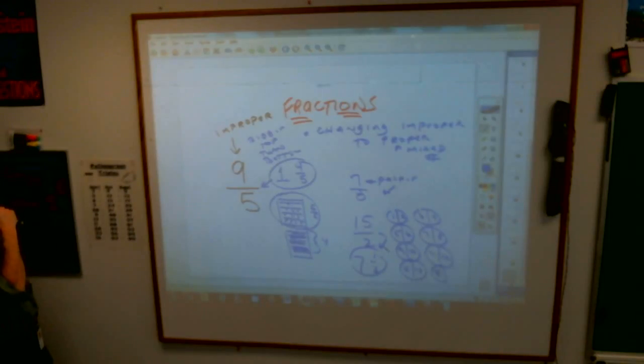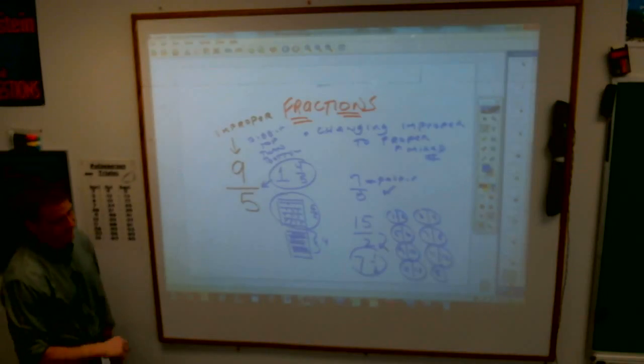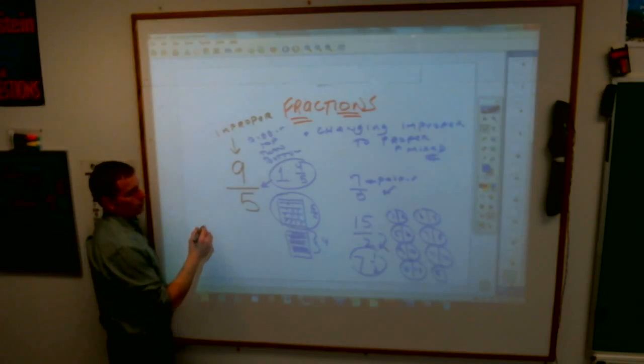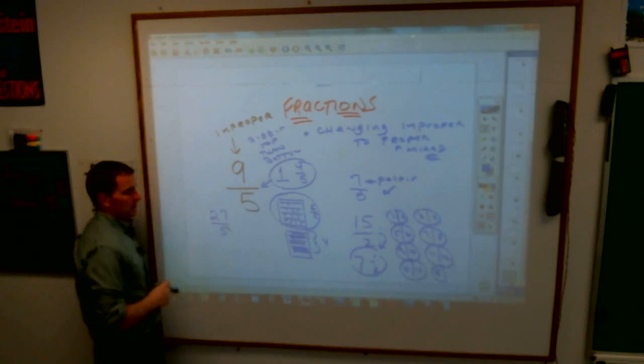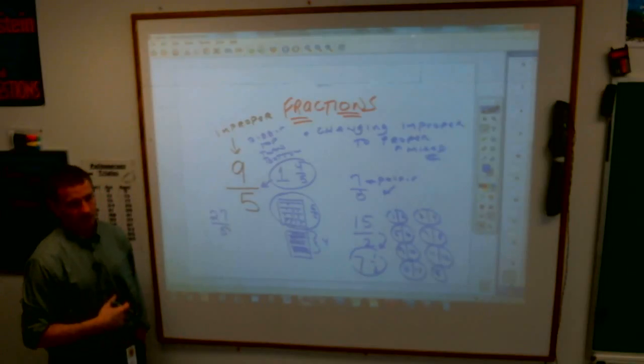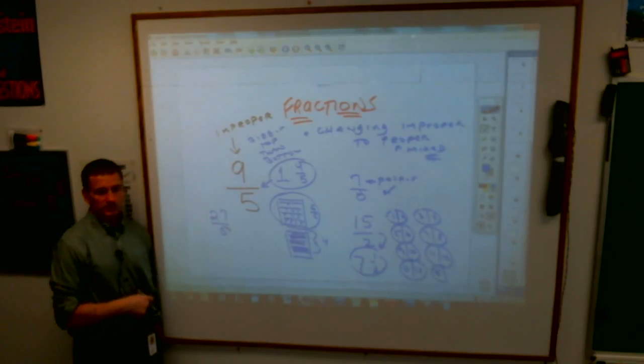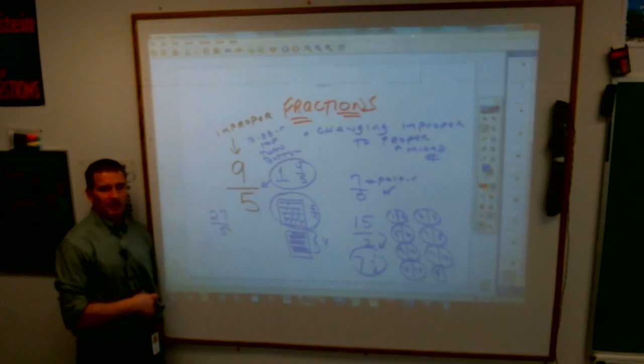Now, do you suppose there's an easier way to do that rather than drawing circles and squares for everything? Because if I gave you 27/5, you certainly don't want to sit there and draw down fifths for all the rest of eternity. Anybody see a quicker way to do this? Because there is a much faster way to do this.